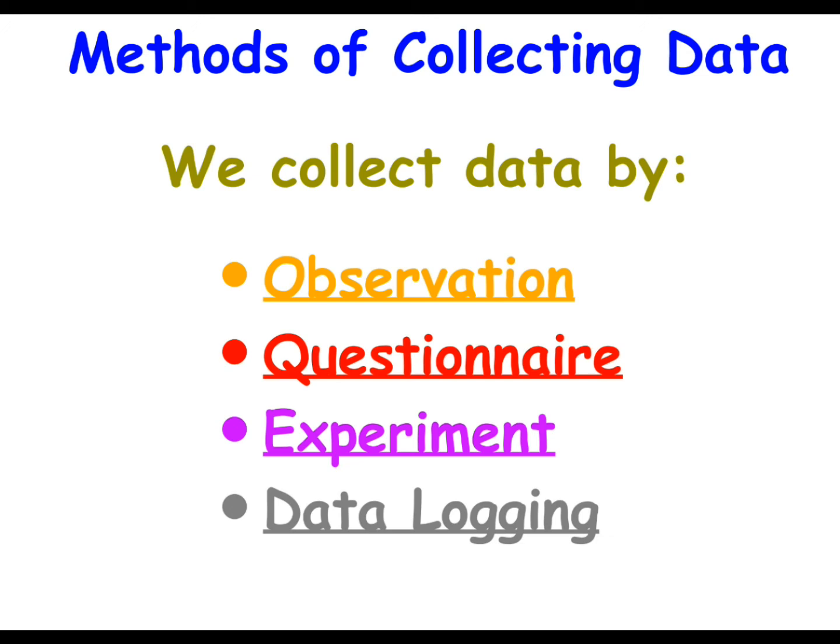We collect data by observation, in other words, standing there with a clipboard and counting the number of red cars that go past us. It could be a questionnaire where you ask people for their favorite meals. It could be an experiment where we flip a coin to find out whether it's going to land on heads or tails. Or it could be data logging, which is a computer basically collecting data on our behalf.